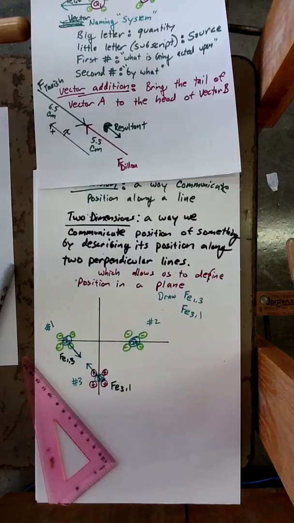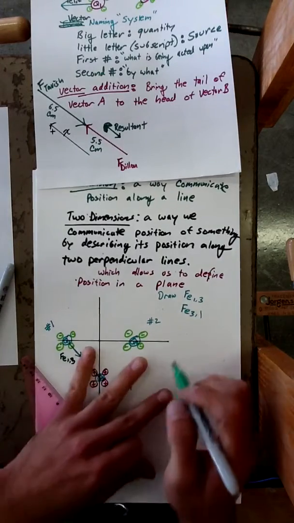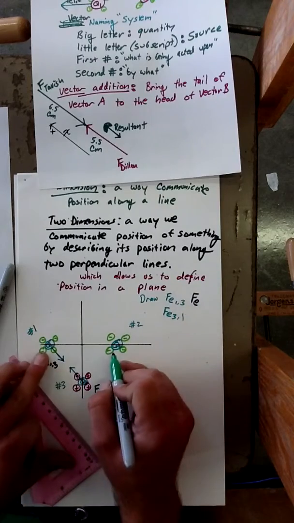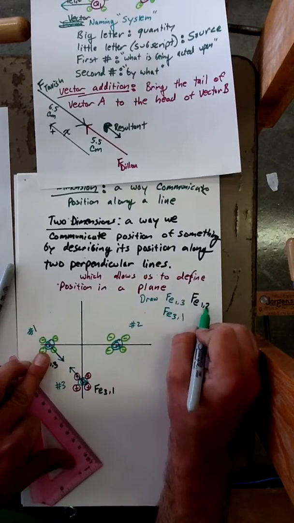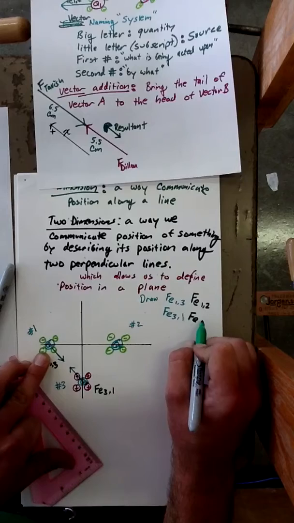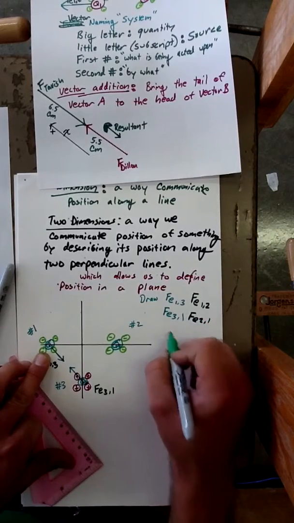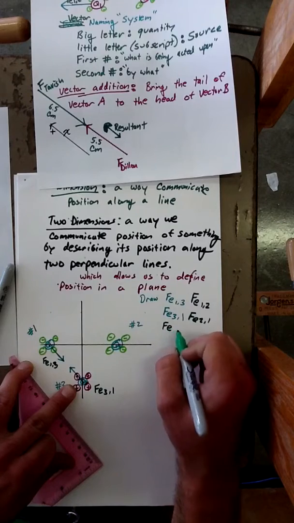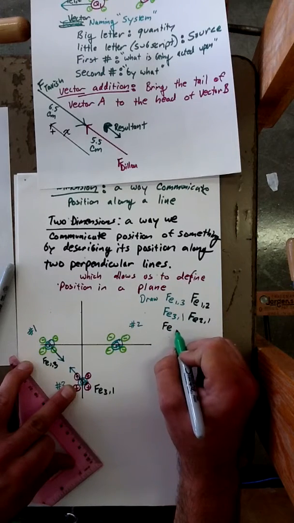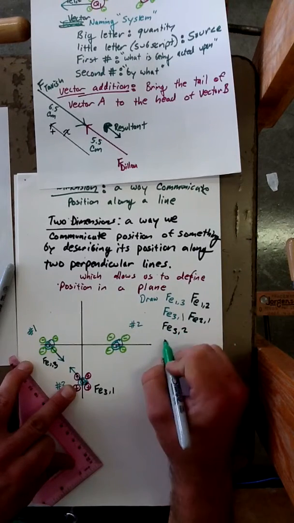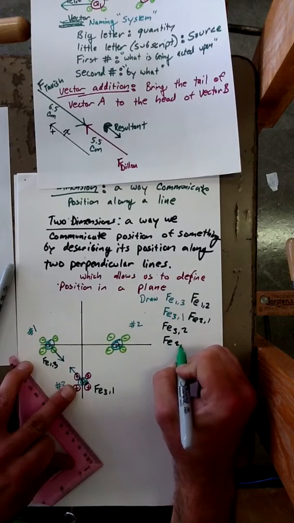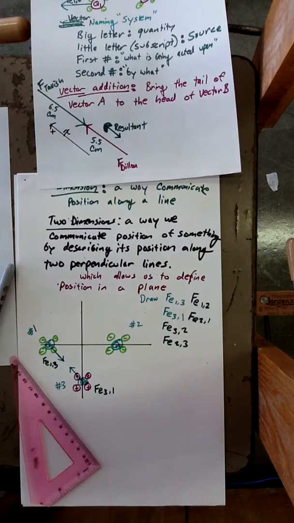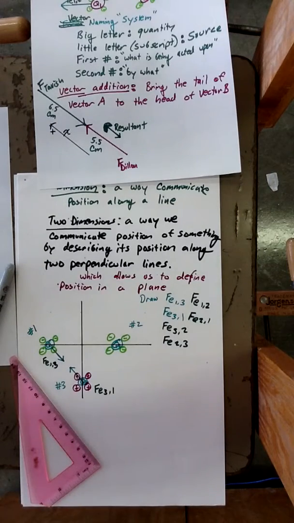I want you to go ahead and see if you can draw the rest of them, which is F sub E, let's do 1 comma 2. Go ahead and draw out the rest of these. I want to make sure you're getting it. 2 comma 1. And then we're also going to need to do F_E 3 comma 2 and F_E 2 comma 3. I think that's all of them. There should be 6 total, and there are. Okay, go ahead and figure out how to do the rest of these.